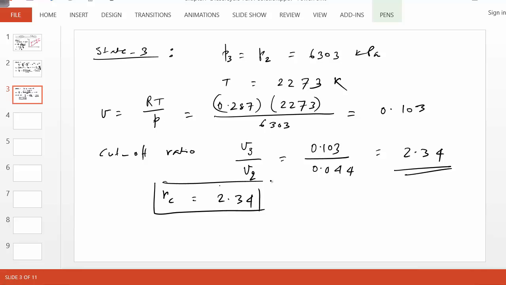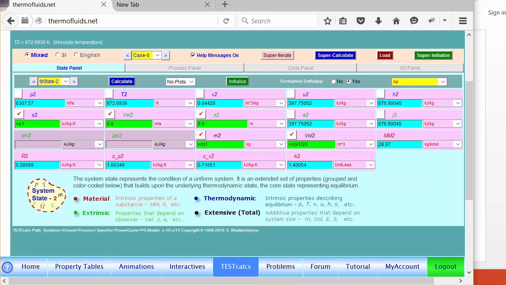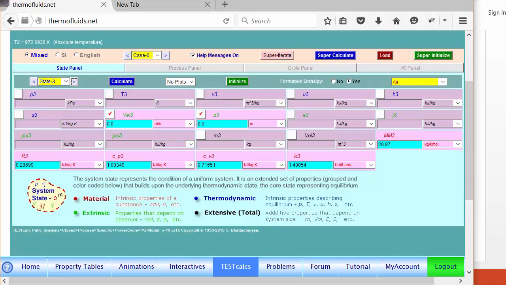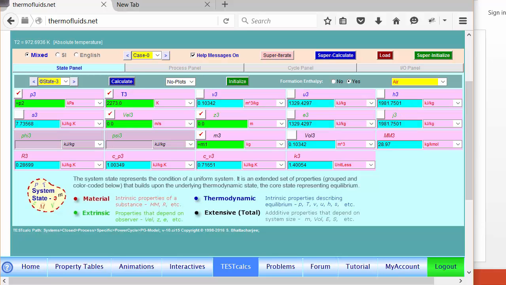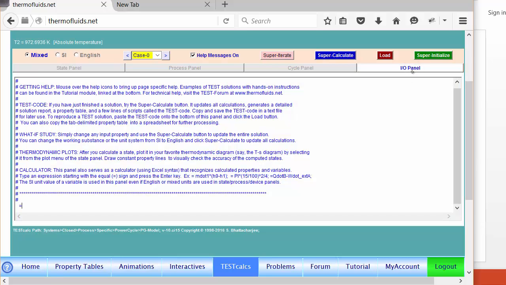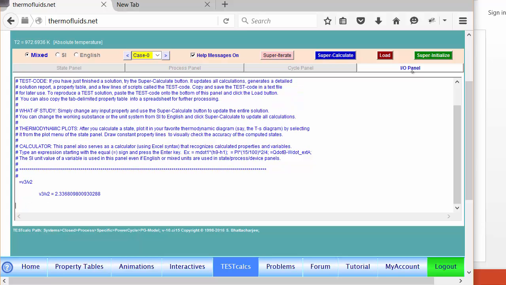To verify that, we go back to the test calc and state 3. What we know is that pressure doesn't change. It's constant pressure heat addition. P3 equals P2. Of course, mass is the same. And the temperature was supplied to us, 2273 Kelvin. So that gives us V3. And to find the cutoff ratio, we can go to the I/O panel and figure that out. V3 divided by V2, which is 2.336, quite close to what we just calculated.